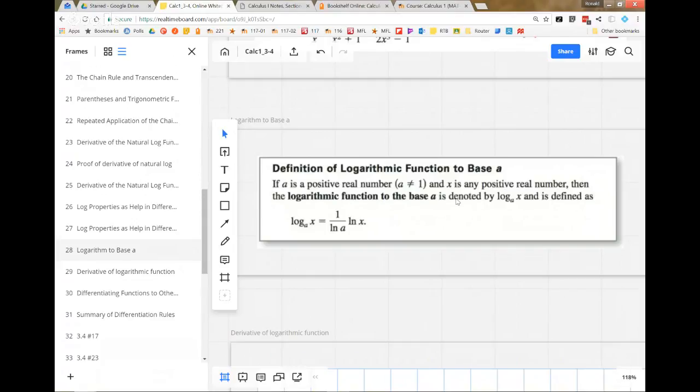If you take the log to a different base of x, you still need to take the natural log of x, but you also need to take 1 over the natural log of the base. So the log base a of x is 1 over the natural log of a multiplied by the natural log of x. Let's take an example.